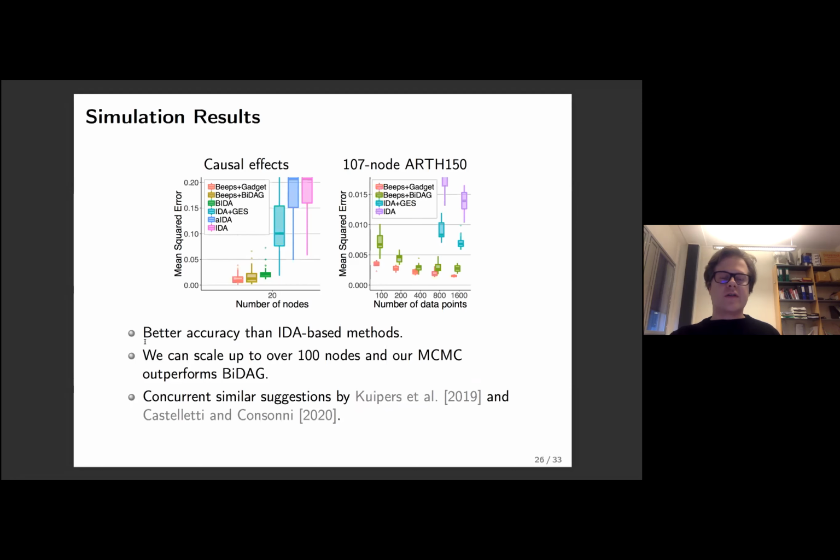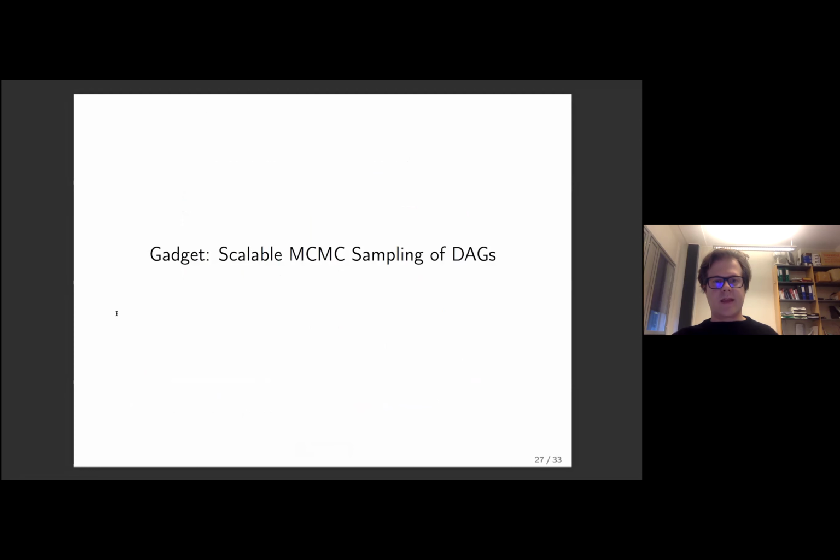I should note that while we were doing this, there were also some similar suggestions for a Bayesian IDA by Kuipers and Castelletti and Consonni, but they are all a bit different in some respect. Okay. So now Jussi will present the gadget, the scalable MCMC sampling of DAGs that he developed.